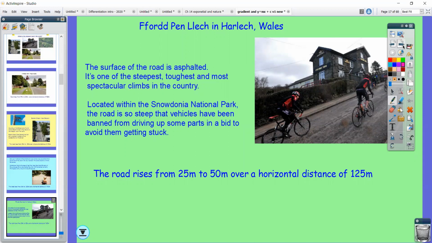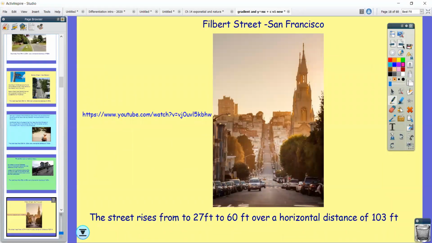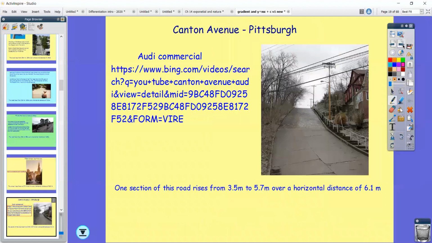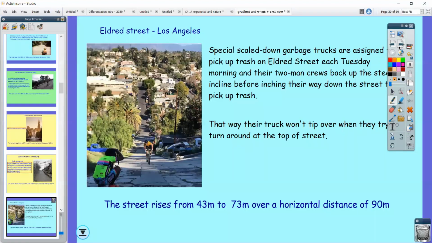Harlech in Wales. Okay, San Francisco, as we'd probably expect. And each of these has got a little bit of information. Street rises from 27 feet. So it's not just telling you the rise and the run, or the horizontal and vertical. They're actually going to have to do a bit of work here to think about this. And this one actually was used in an Audi advert to talk about its handling, I think, in the snow. And that extended link actually goes to that advert. Well, it did. I hope it still works.